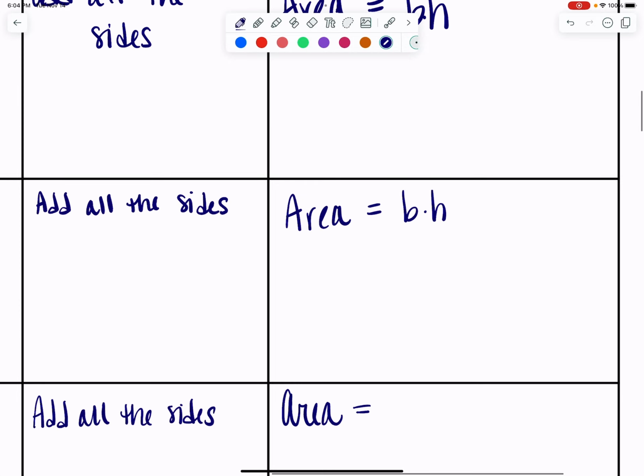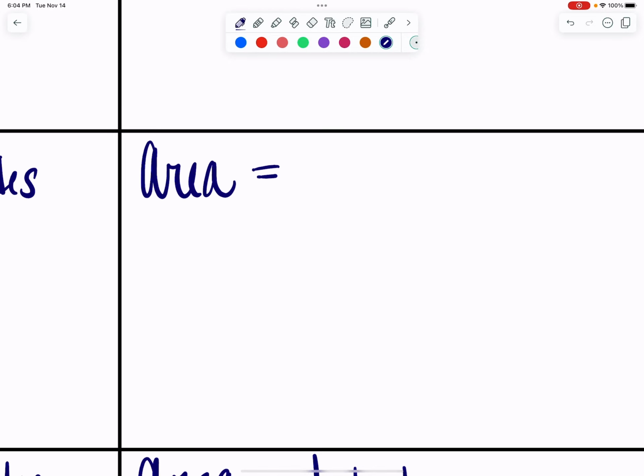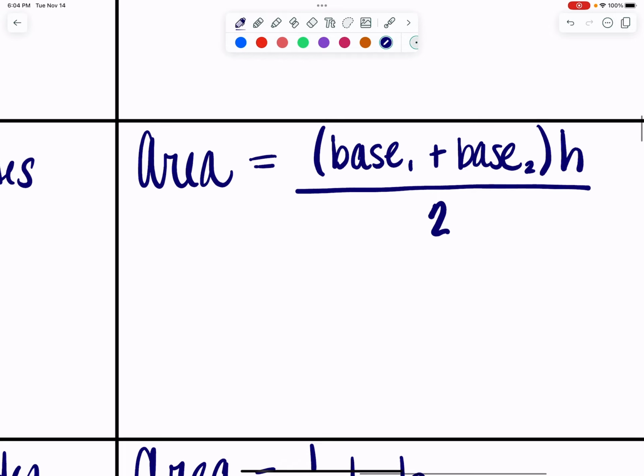Area for a trapezoid, even though they look different, same thing. We're going to do the base, we'll call it base 1, plus base 2, times the height. And we're going to divide everything by 2.